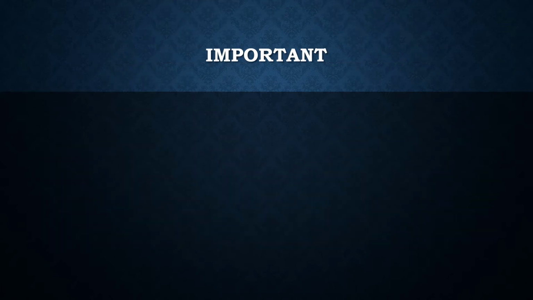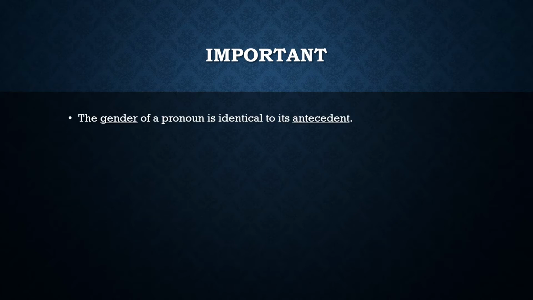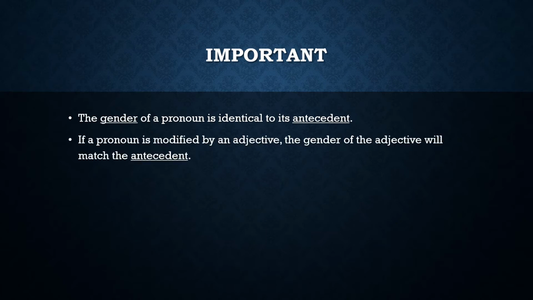A few important things to keep in mind when talking about the personal pronouns of the first and second person. First of all, the gender of a pronoun is identical to its antecedent. This is important to note because the first and second person personal pronouns do not have different forms depending upon the gender. But the gender of the pronoun can at times be important.